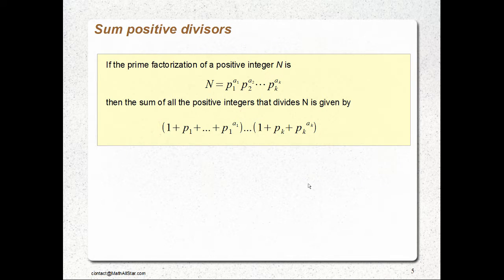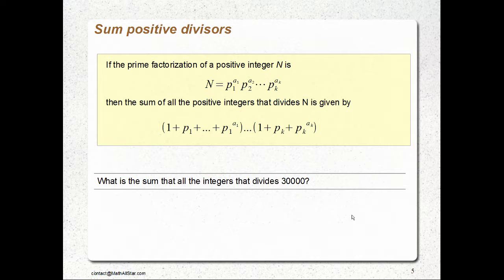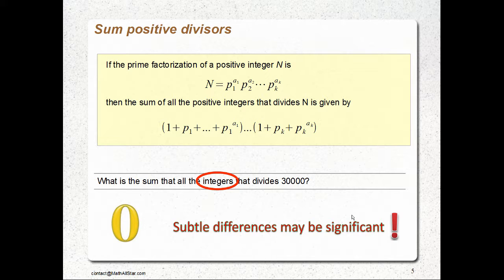Okay, let's review the quiz you have just done. What answer did you get? The correct answer is 0. Why? Can you figure out the reason? Remember, a subtle difference may be significant. This is especially true in math competitions. This is a very good example. By asking for integers instead of positive integers, their sum must be 0, because every positive divisor comes with a corresponding negative integer that also divides 30,000.